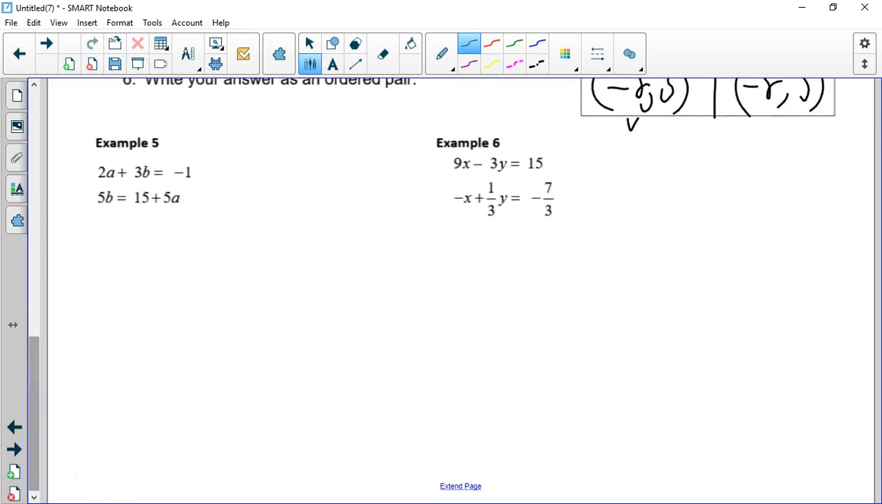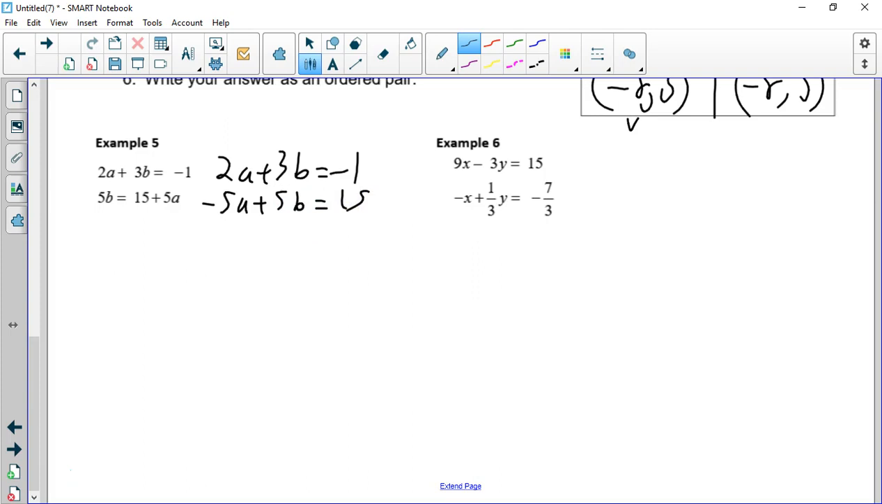Okay, so let's do this real quickly. A couple examples here. First off, we want to get a's and b's on one side. So on this one I've already got my a's and b's here. But here I need to move my a over. So I'm going to have negative 5a plus 5b, and make sure they're lined up, equals 15.